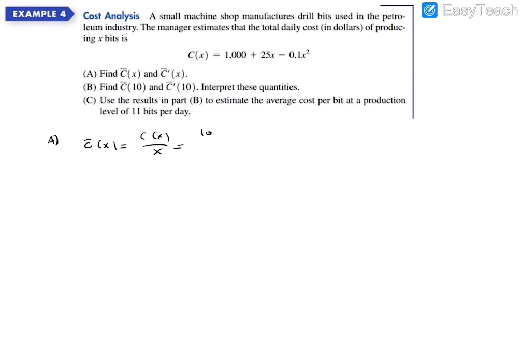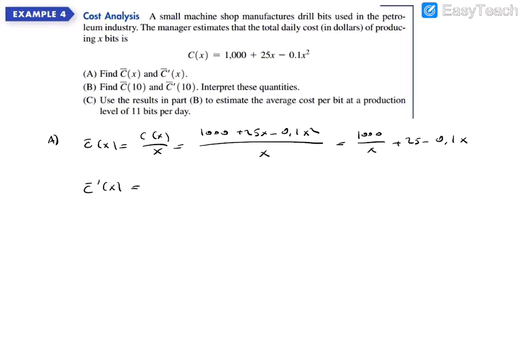So which is 1000 plus 25x minus 0.1x squared over X. That is 1000 over X plus 25 minus 0.1x. And this is average cost. So marginal average cost is the derivative of C bar. So you should differentiate this function to calculate the marginal average cost.